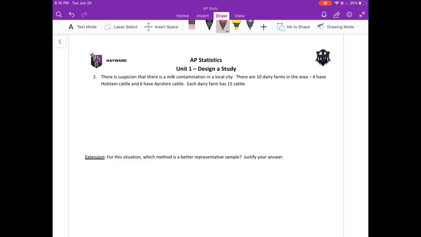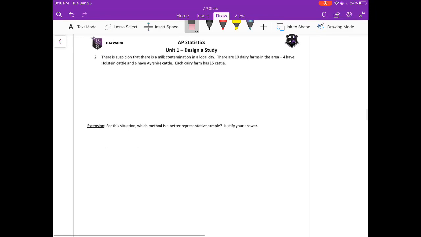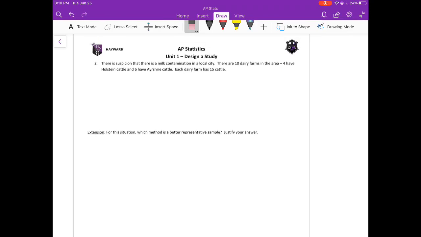Okay, let's go ahead and do this one. There is suspicion that there is a cow contamination in a local city. There are 10 dairy farms in that area. 4 have Holstein cattle and 6 have Ayrshire cattle. Each dairy farm has 15 cattle. For this situation, which method is a better representative sample?